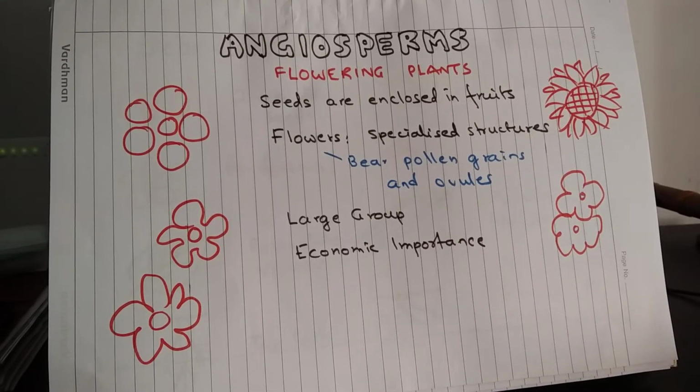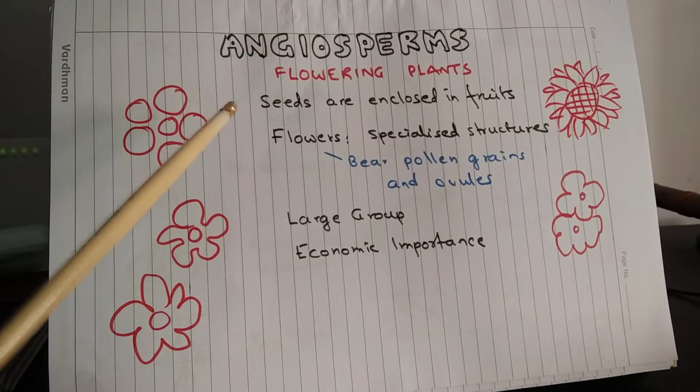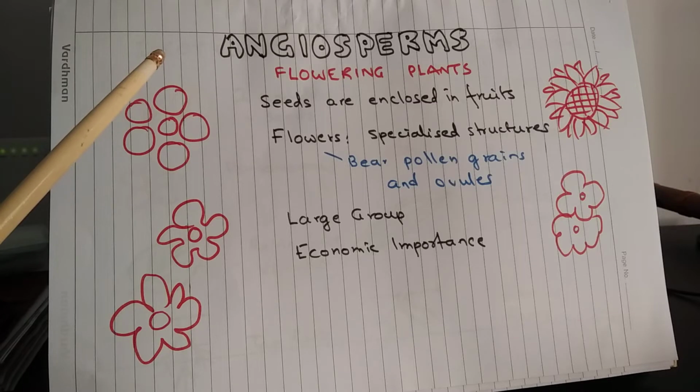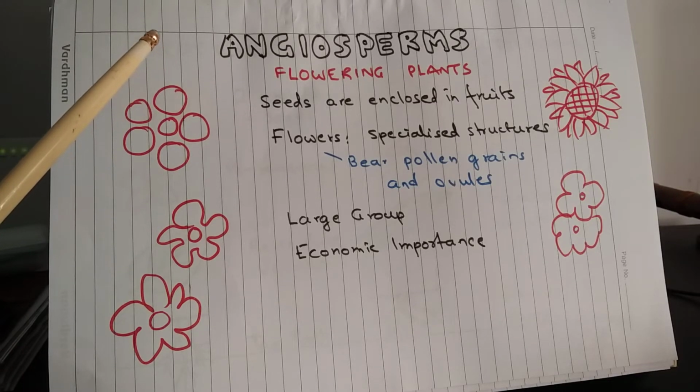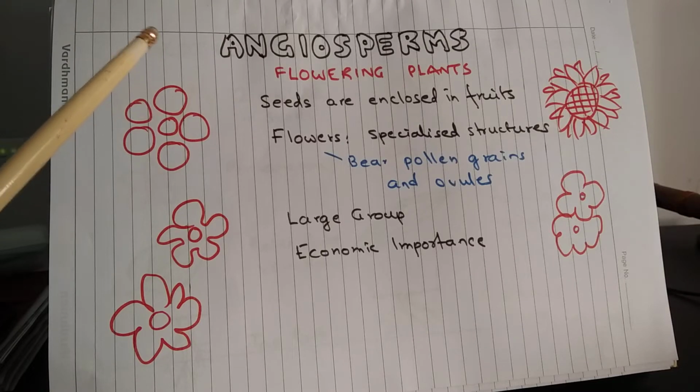In this lesson, you will learn about angiosperms. Angiosperms are also called flowering plants because they produce flowers. And this lesson is suitable for class 11th biology.